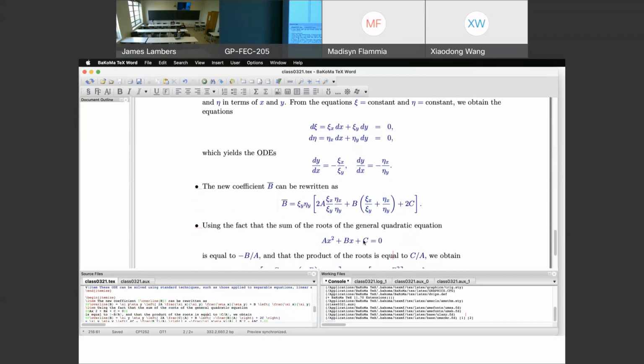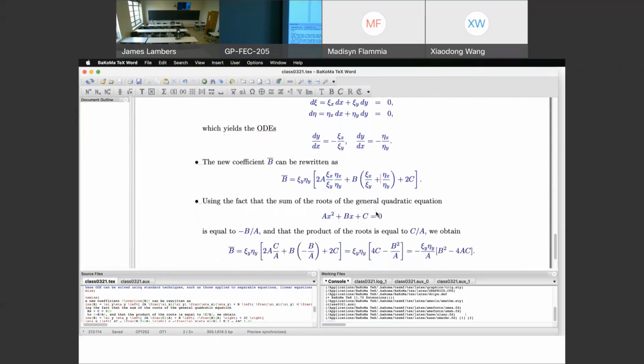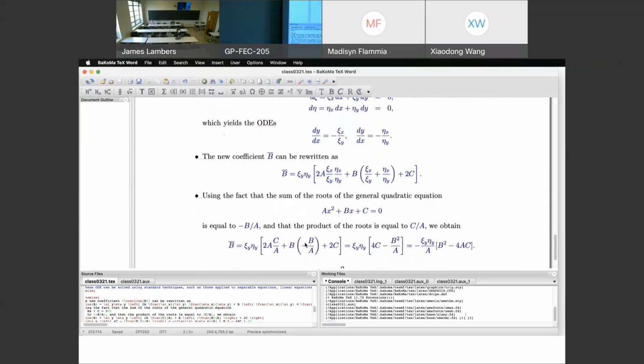Anytime you have a quadratic equation, the sum of the roots is always equal to minus b over a. The product of the roots is always equal to c over a. So I can replace this part right here with minus b over a. No, c over a. I can replace this whole part with minus b over a. And that lets me simplify. So I've done that here. I've made those substitutions.